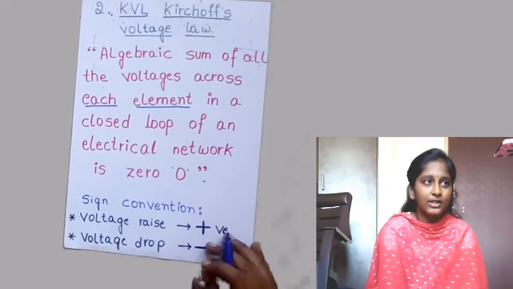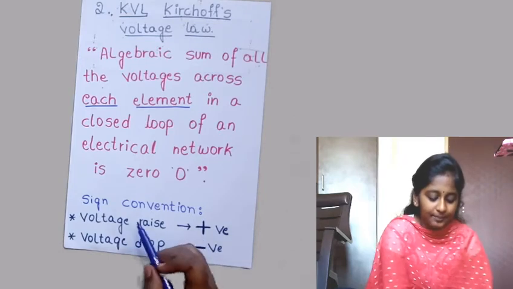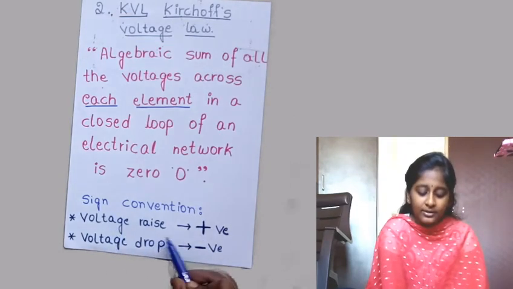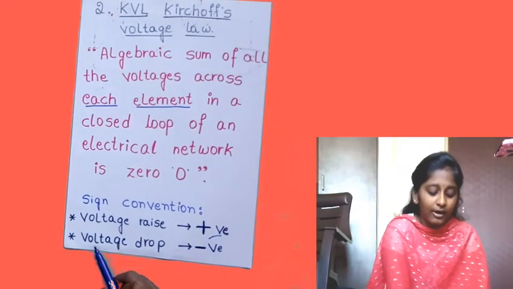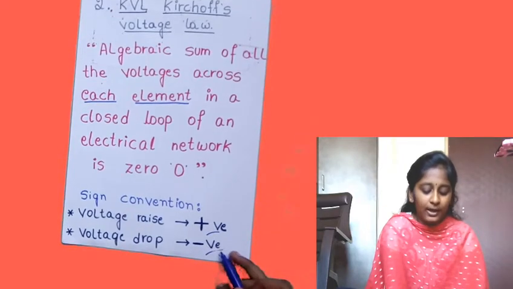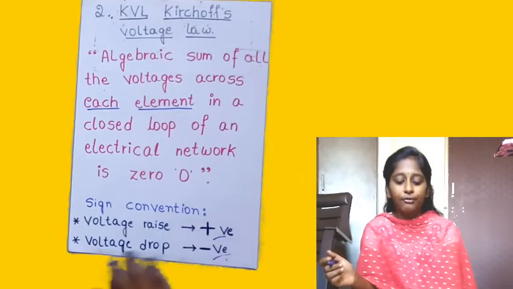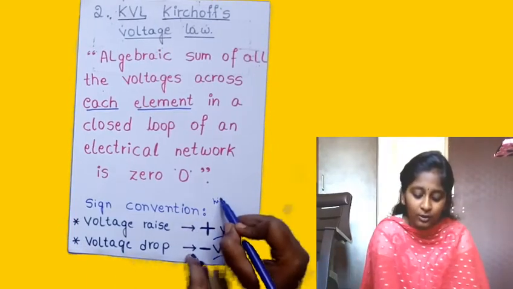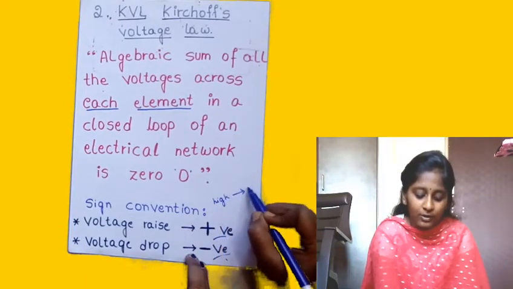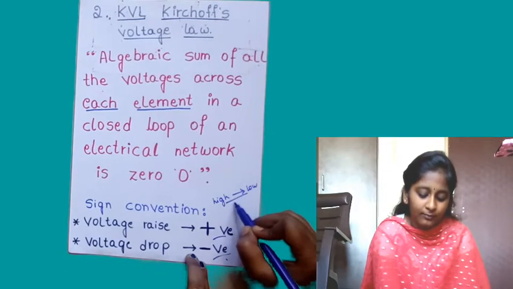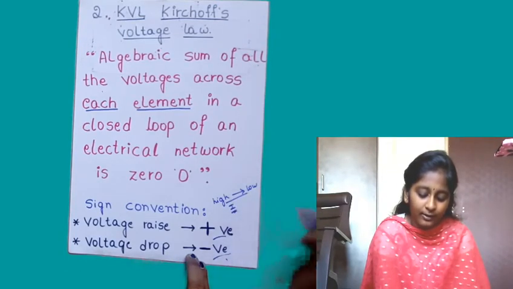The sign convention says like this: voltage rise is to be taken as positive and the voltage drop is taken to be as negative. And we know that the current flows from higher potential to lower potential. This is for current.